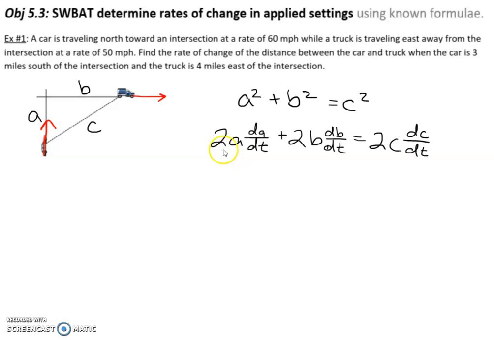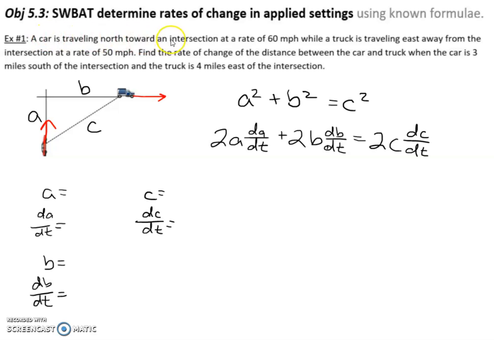The next step is to list out all the possible variables and what they might be. So we have a and dA dt. Sorry for my handwriting. We have b and dB dt. And we have c and dC dt. So a, b, and c are distances, and dA dt, dB dt, and dC dt are how those distances are changing. These are rates. This is why it's called related rates. So let's see what they gave us.